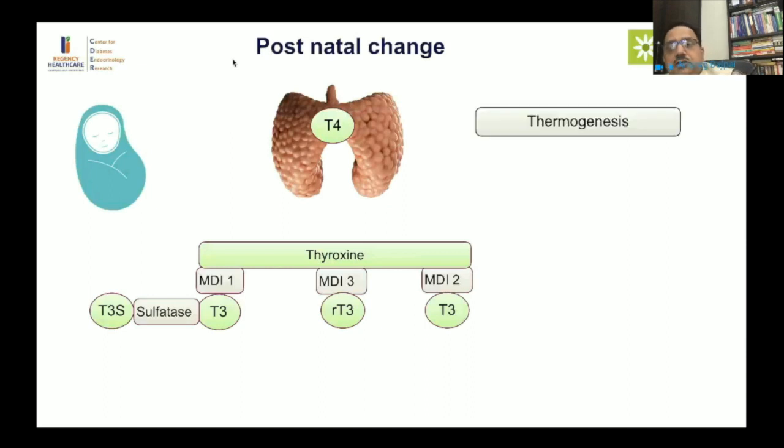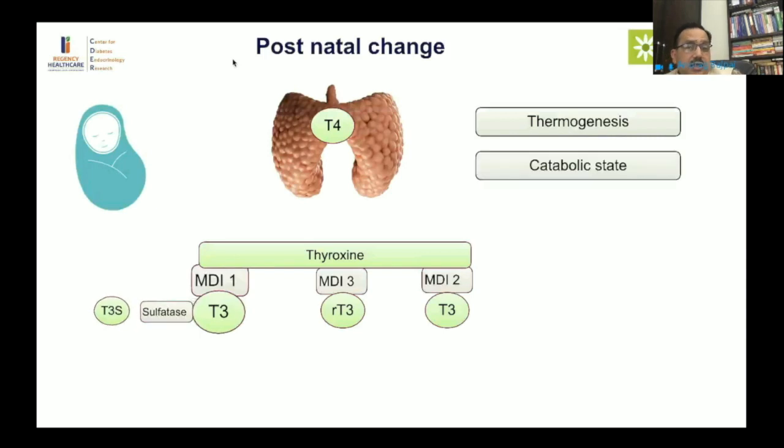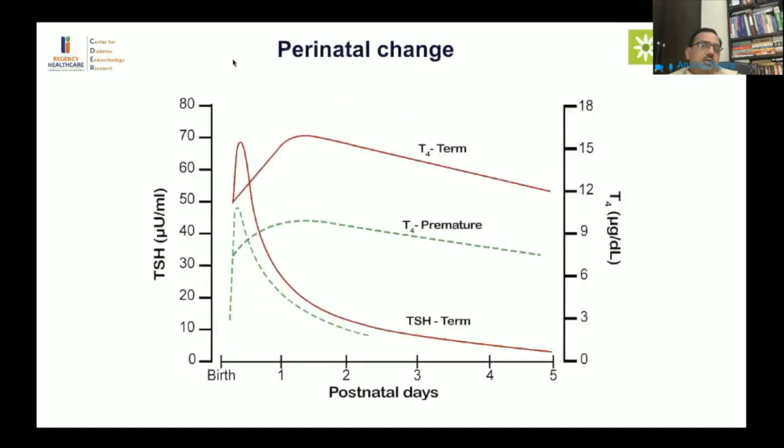So we need thermogenesis to happen, and for this to happen, DIO1 starts to get activated, and there is increased T3, converting into a catabolic state. The reverse T3 formation is decreased, and therefore we have a thyroid surge, and this surge results in high levels of T4, T3 and TSH in infants for the first few weeks of life, particularly for the first week of life.